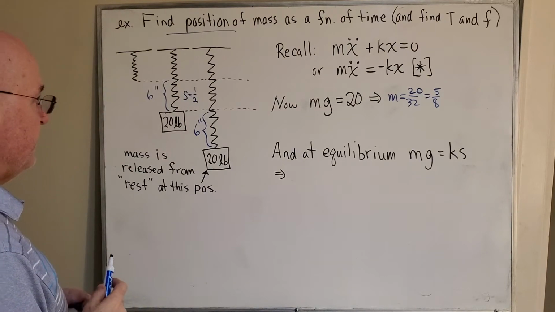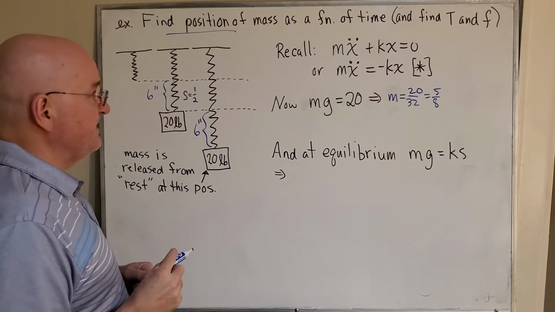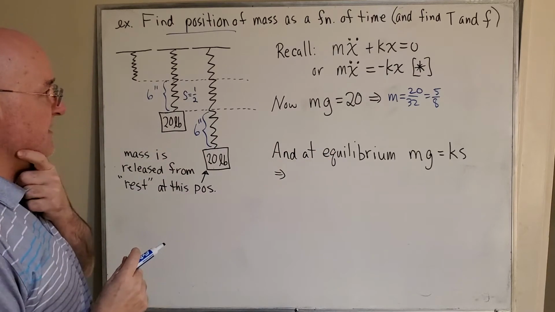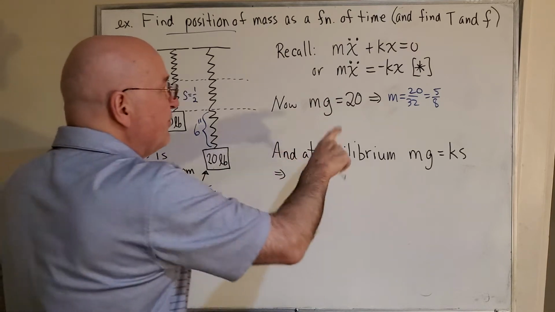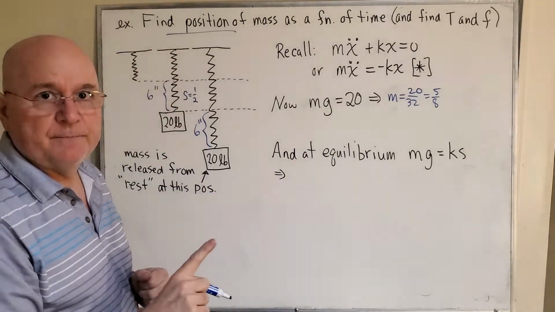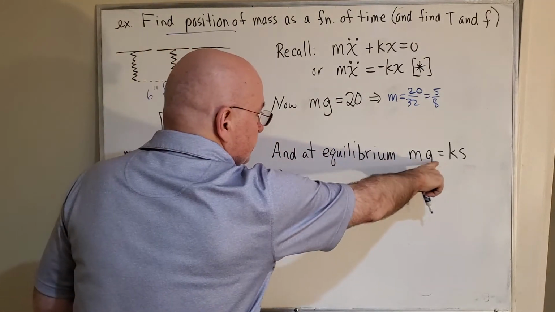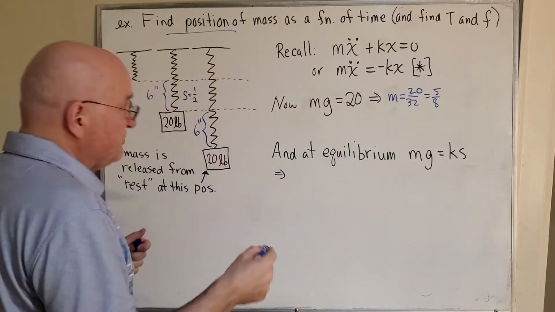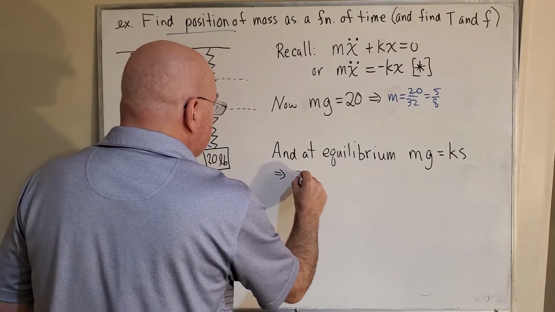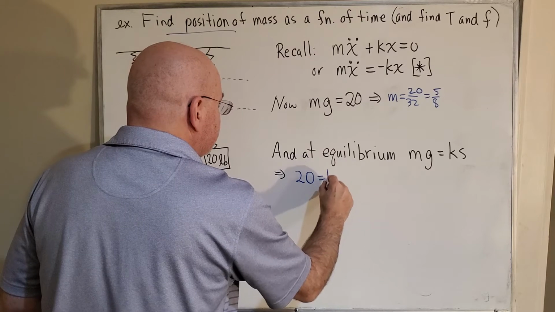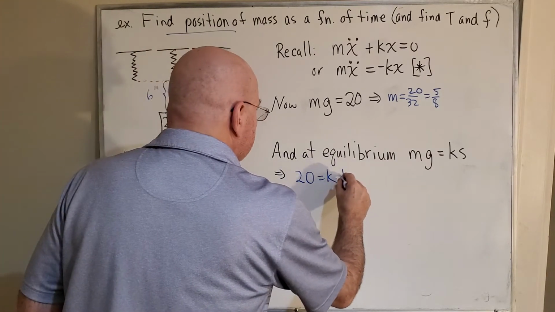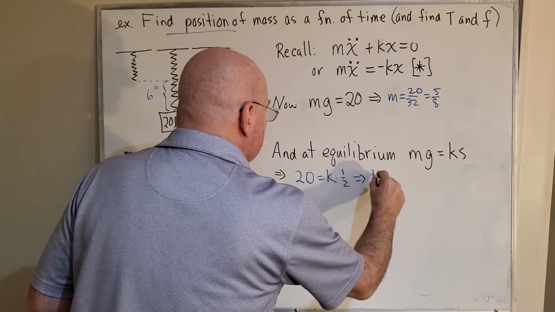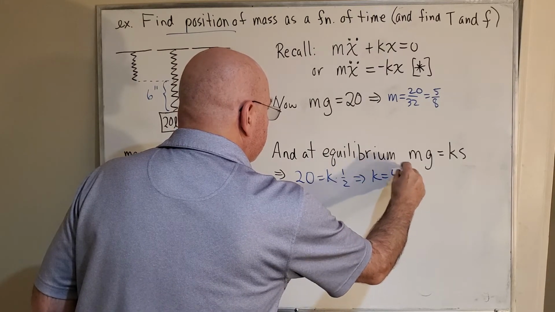Now we need to find out what k is. We need to find out the spring constant. So we can use this. Remember, at equilibrium, this is true. So mg we already know is 20, equals k times s, and s is 1/2. So k is equal to 40.